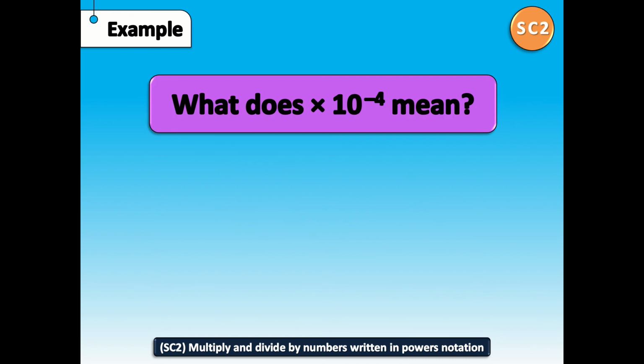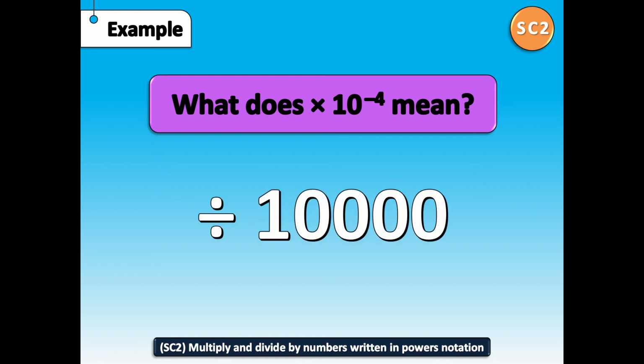If we're timesing by 10 to the power of minus 4, because it's a minus power, that means we're dividing, and we're dividing by 10,000, because that has 4 zeros.